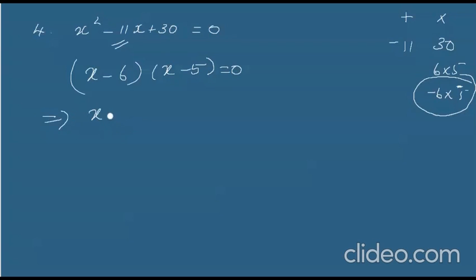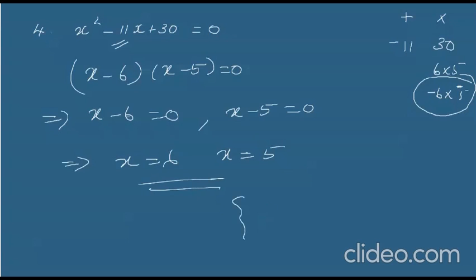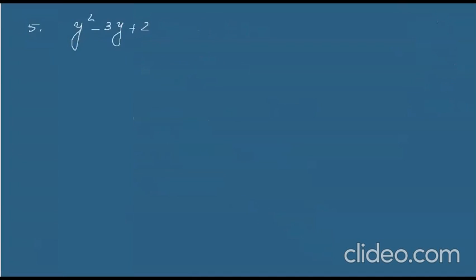So this implies either x minus 6 is equal to 0 or x minus 5 is equal to 0. This implies x is equal to minus 6 to the other side, positive 6, or x is equal to negative 5 to the other side, it is positive 5. So the solution is 6 comma 5. Again, two solutions. Clear? So let's move to the next question.